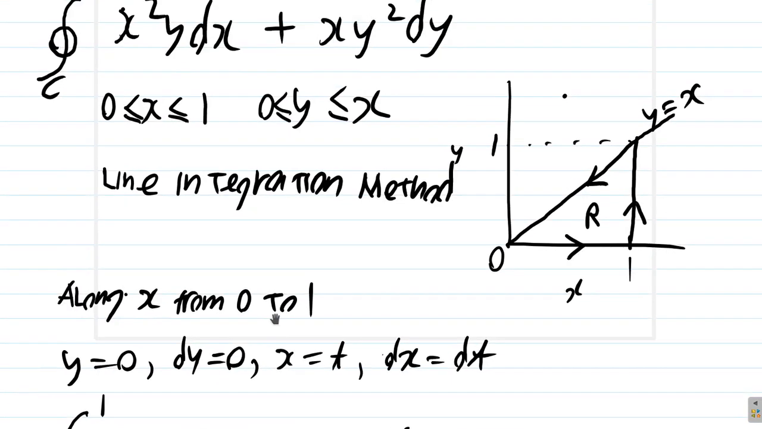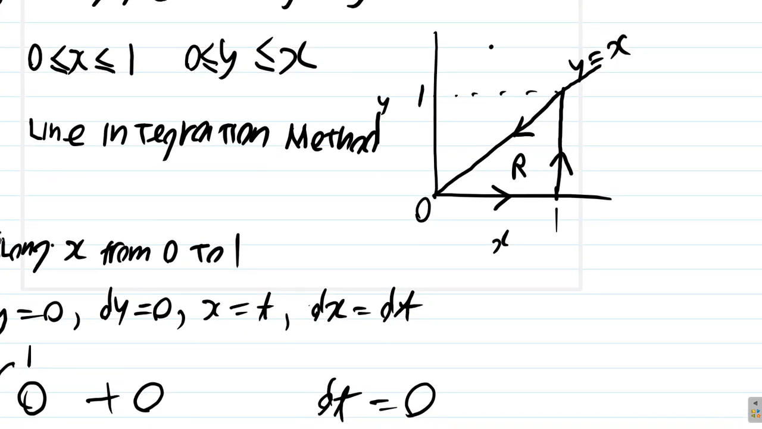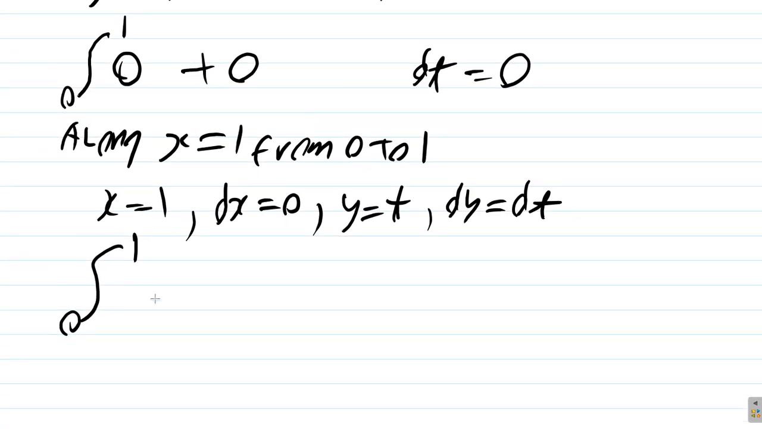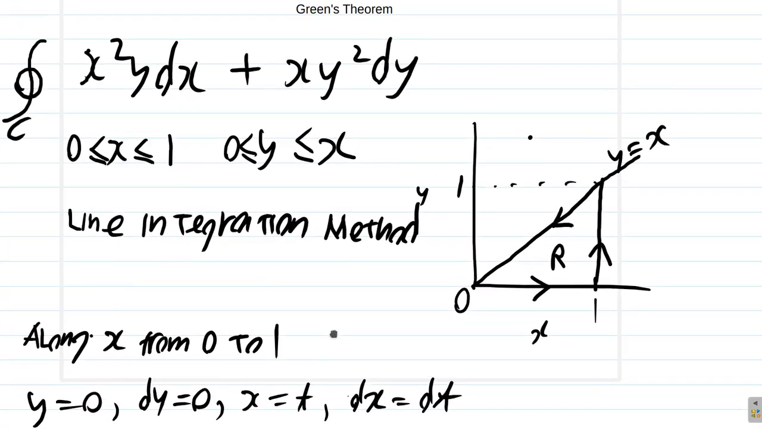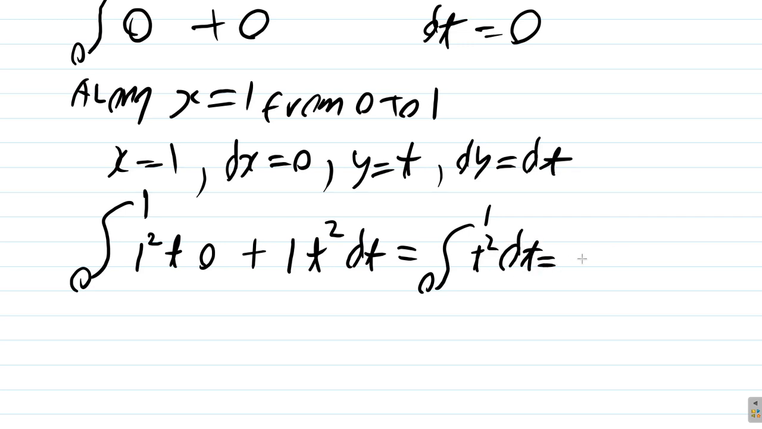Okay, we have everything we want to substitute. So what you're doing here, you're integrating from 0 to 1, and remember the 0 to 1 is upwards along this line, of x squared y dx, which would be 1 squared times t, dx is 0, plus xy squared dy, which would be x is 1, y squared is t squared, dy is dt. Okay, good. So this part is 0, so you're integrating from 0 to 1 of t squared dt, which would be t cubed over 3 from 0 to 1. So that would be 1/3.